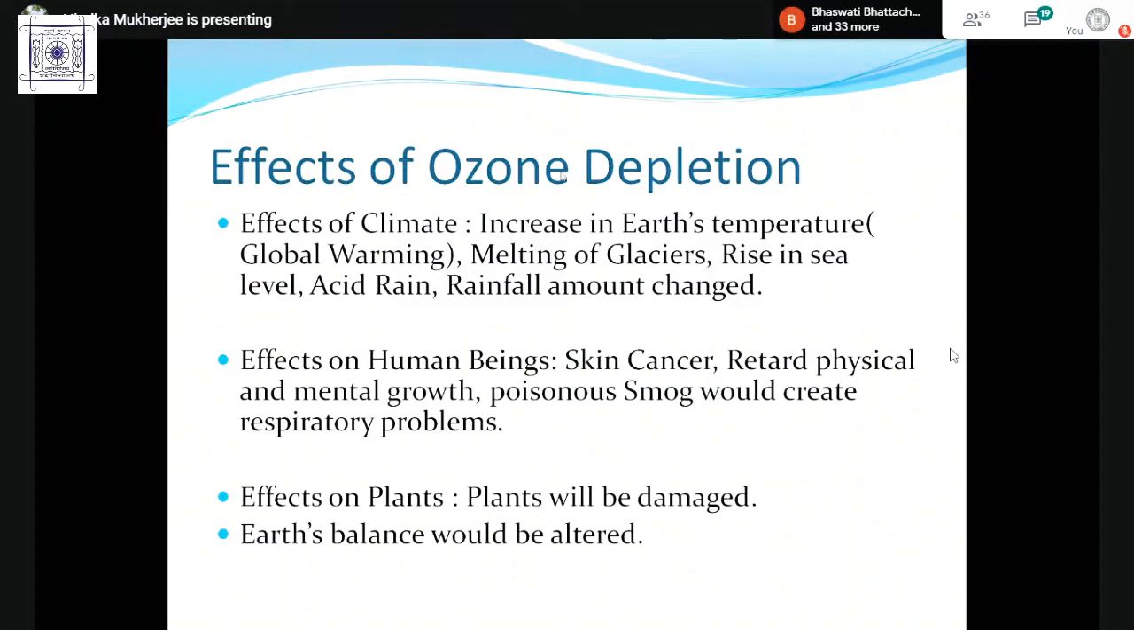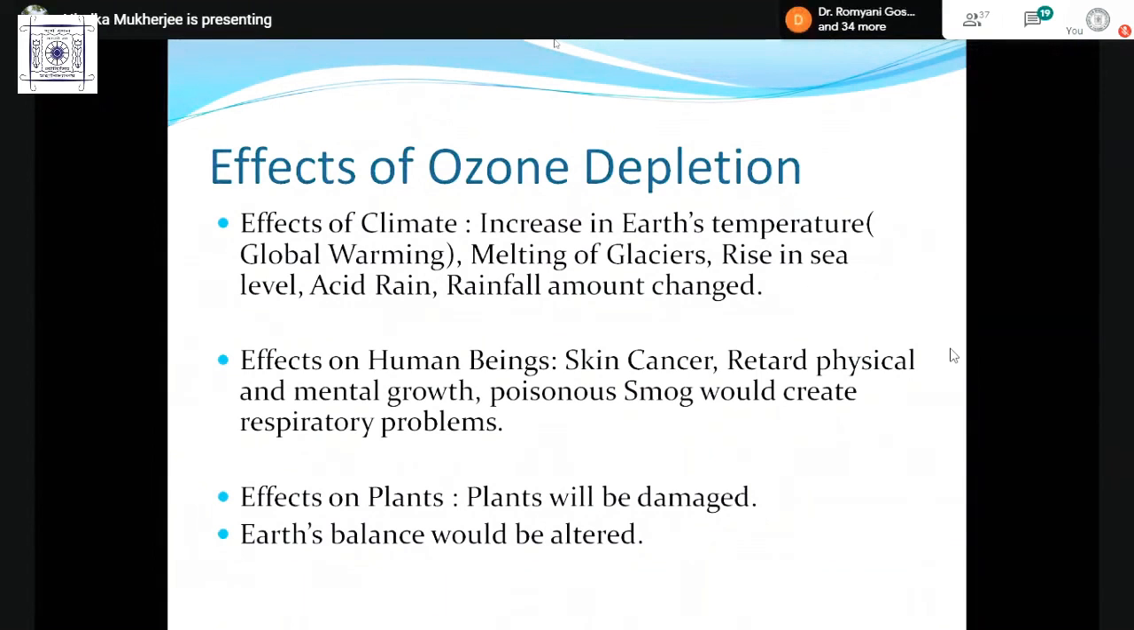So what are the effects on human beings? On human beings also, ozone depletion has an effect. That is, it causes skin cancer, and it retards physical and mental growth. It would also create poisonous smog, which would create respiratory problems amongst human beings. The recent smog of Delhi was one such effect which we could see.